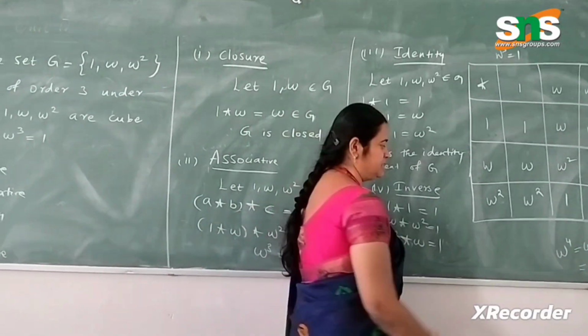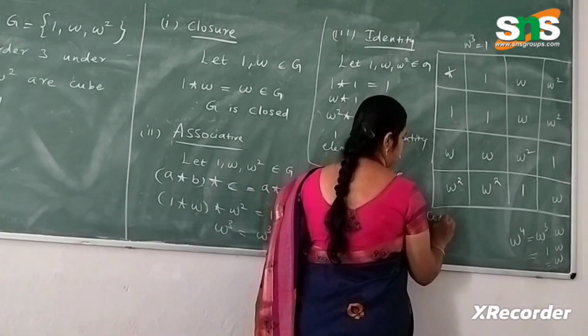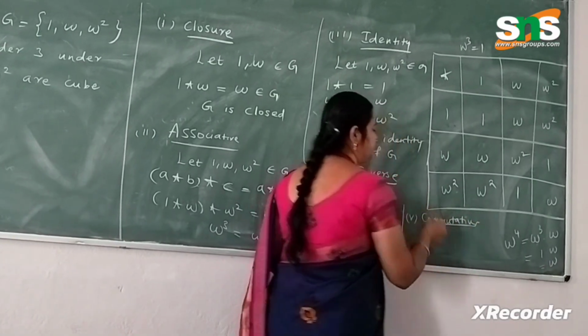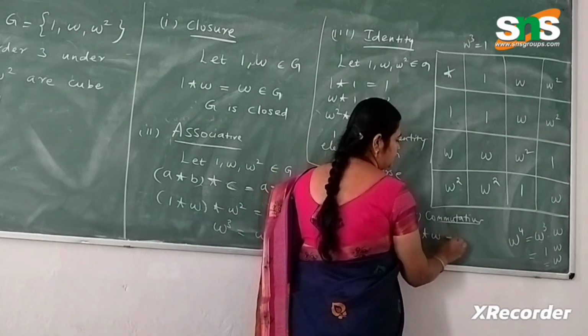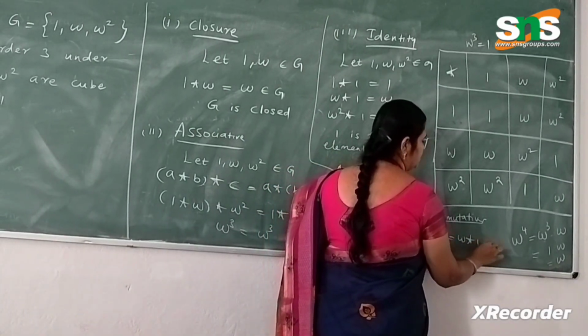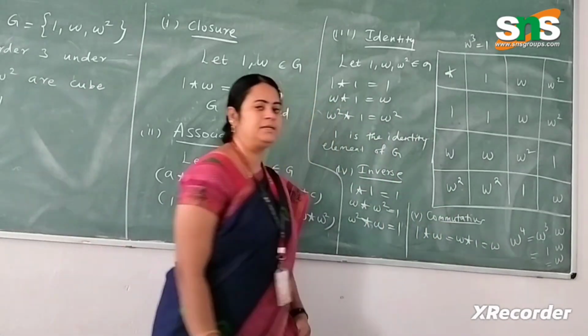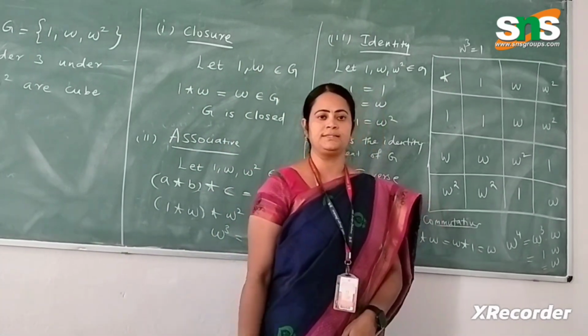And the last condition is commutative. Commutative means you have to take any two elements. Let me take here 1 and omega. So 1 star omega is equal to omega star 1, which is equal to omega. Both are the same, so the condition holds. Hence G is an abelian group. Hope you understand. Thank you.